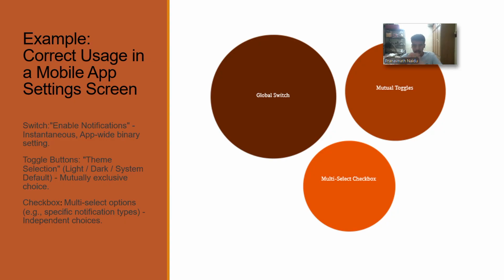So this is the correct usage on a mobile app settings screen. I will show you. Switch enables notifications, instantaneous app-wide binary settings, like they come down and go. Toggle is a theme selection, a mutually exclusive choice. Checkbox, multiple options can be selected, like MCQs. So now I will show you through code how exactly they work.